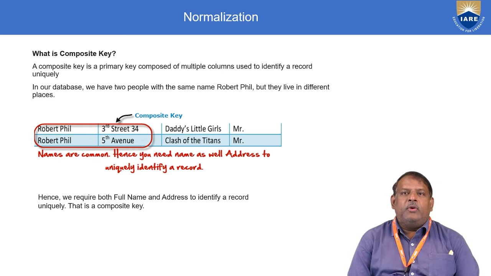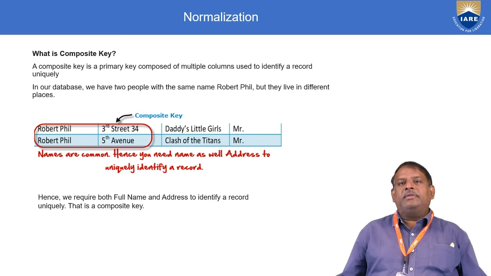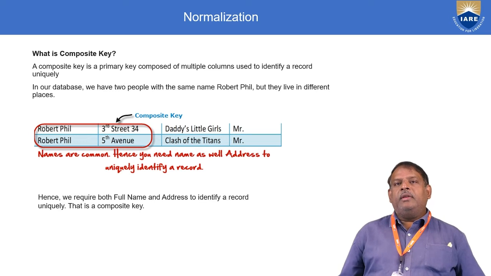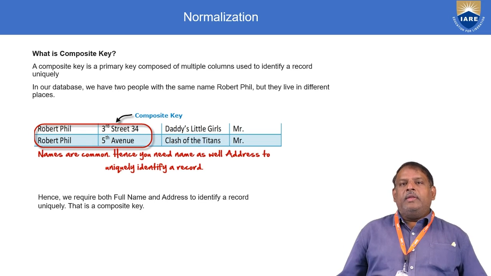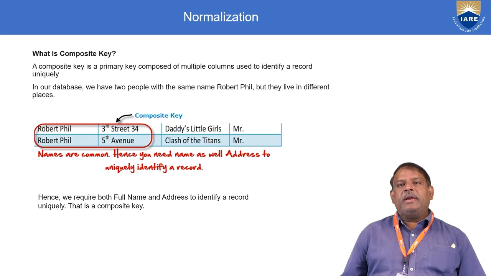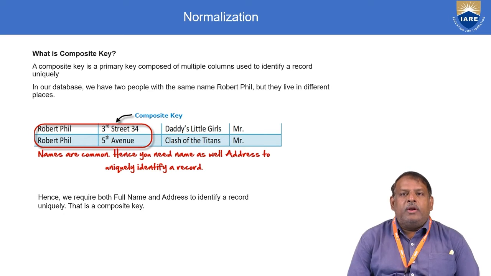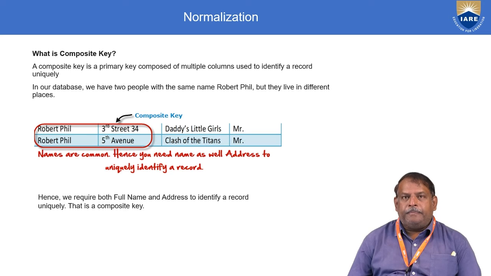In our database, we have two people with the same name, Robert Phil. They live in different places. We'll see an example: there are two Robert Phils. One stays in 3rd Street, 34, the other in 5th Avenue. So here, the names are common, hence you need the name and address to uniquely identify records. So the combination of name plus address will be a composite key.